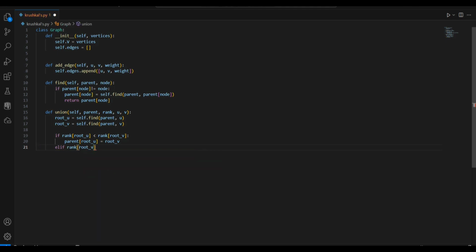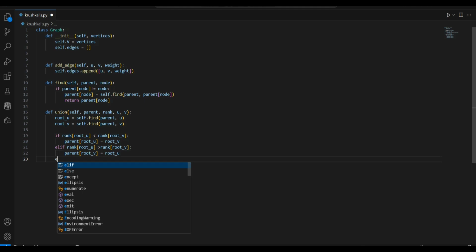Next, otherwise, else, the parent of root v is equals to root u. Rank of root u plus equals 1. So this purpose is to merge the two subsets into a single subset.